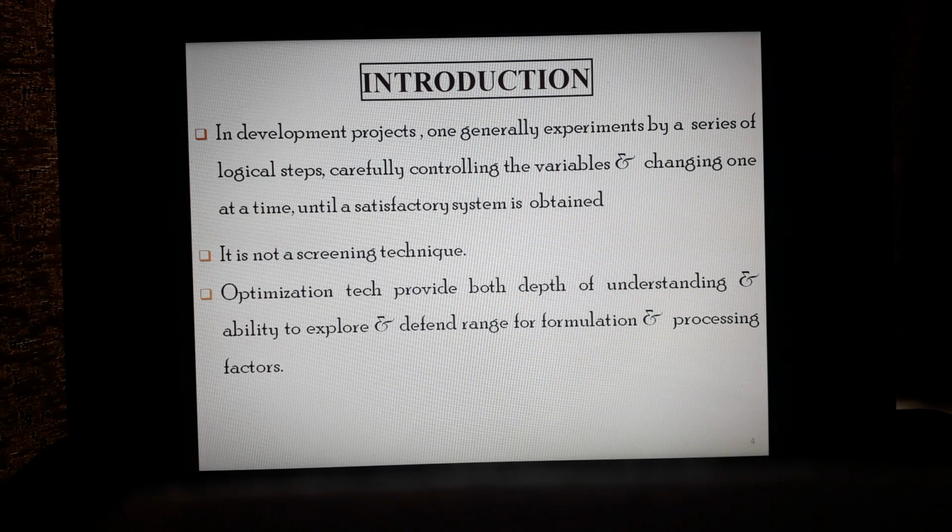In development projects, one generally experiments by a series of logical steps, carefully controlling the variables and changing one at a time until a satisfactory system is obtained. Actually, it is not a screening technique. Optimization technique provides you the guideline or outline related to the variables, which consist of both depth of understanding and ability to explore and define the range for the formulation and processing factors.